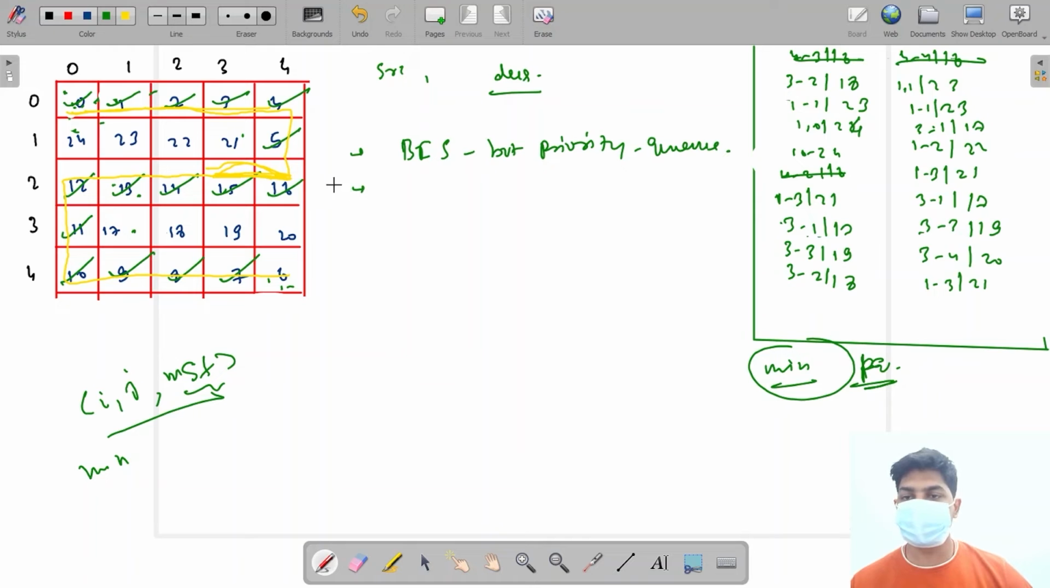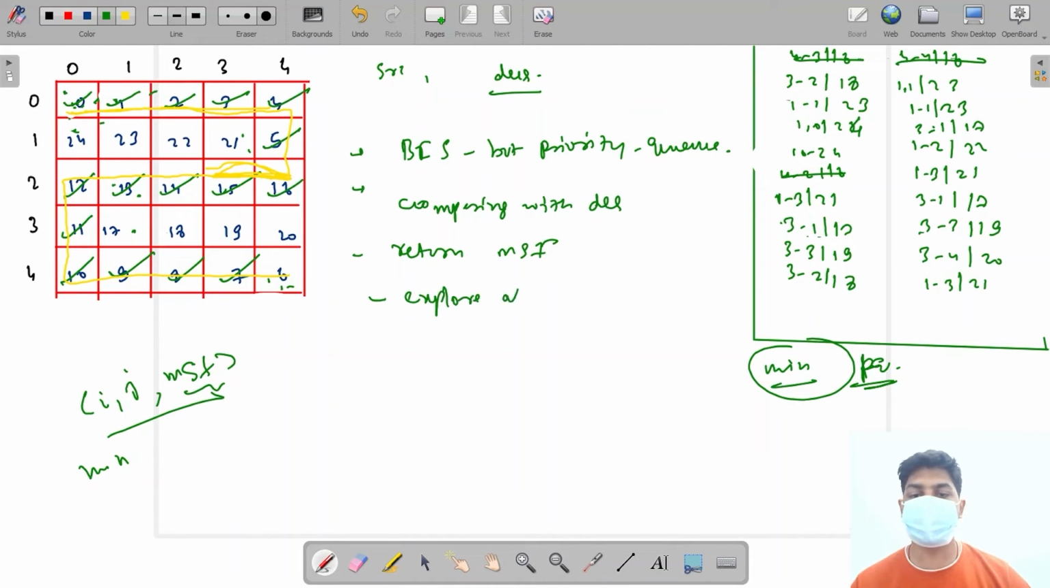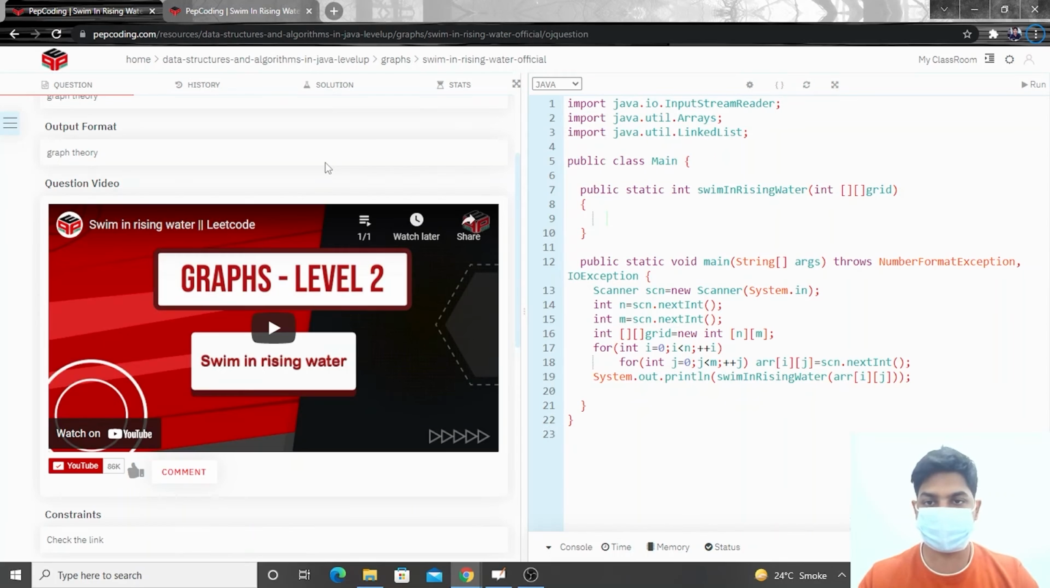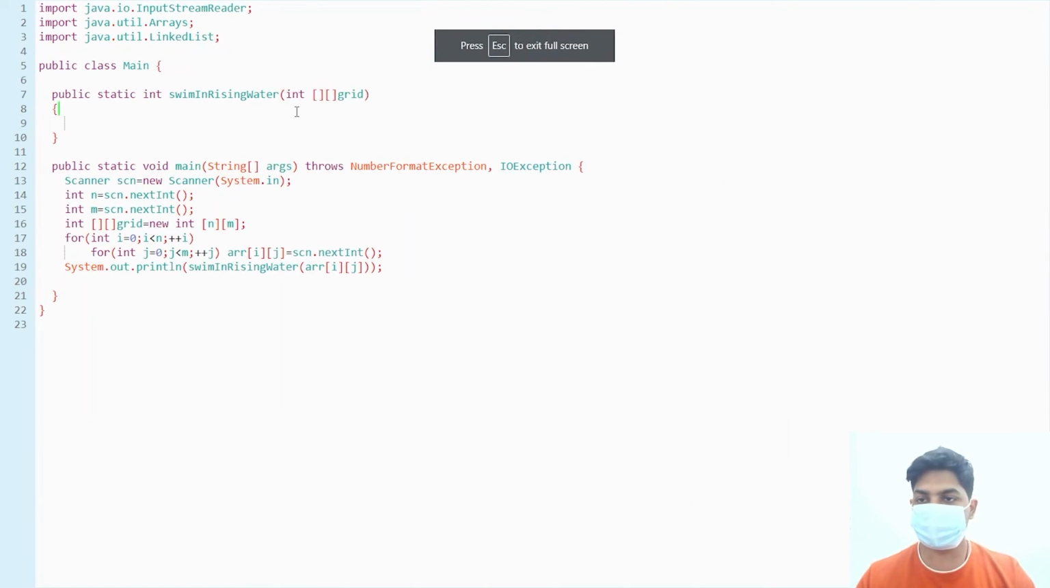So each time we compare our element with the destination. If it is equal to destination, we simply return the maximum so far as the answer. Otherwise we explore all four possible directions, and again continue this process. This is what we do. So I guess the algorithm would have been clear. So now let's try to code this problem.